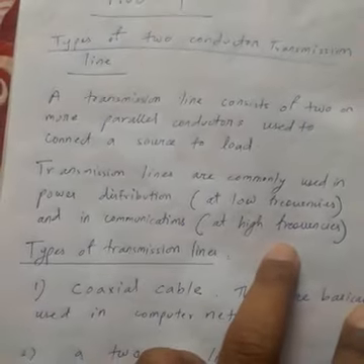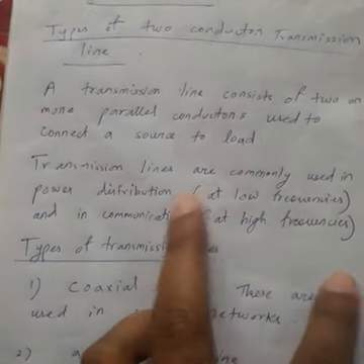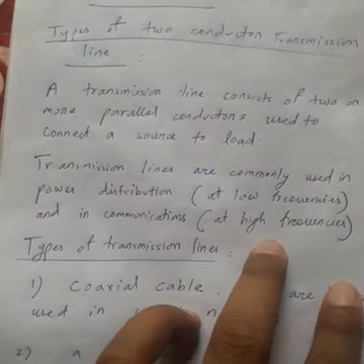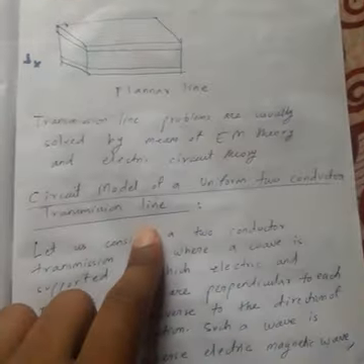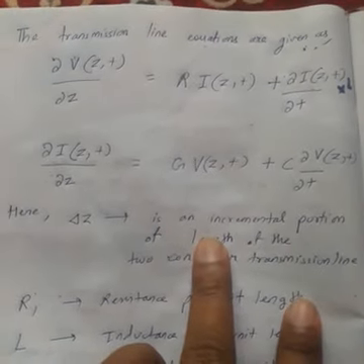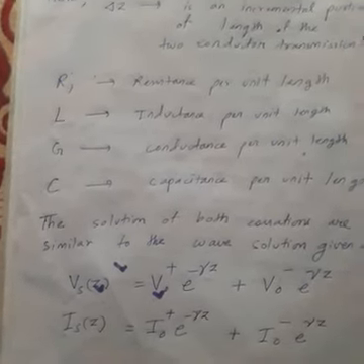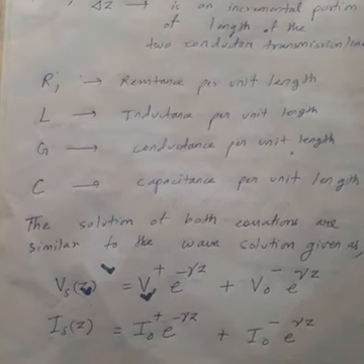In this topic we covered what a transmission line is, what the types of transmission line are, at which frequency power is distributed, at which frequency communication circuits are used, and the various types of lines with figures. Then we considered a two conductor transmission line, drew the circuit diagram, found the various equations, and then went for the solution of the two equations. In the next class we cover the impedance of the transmission line.